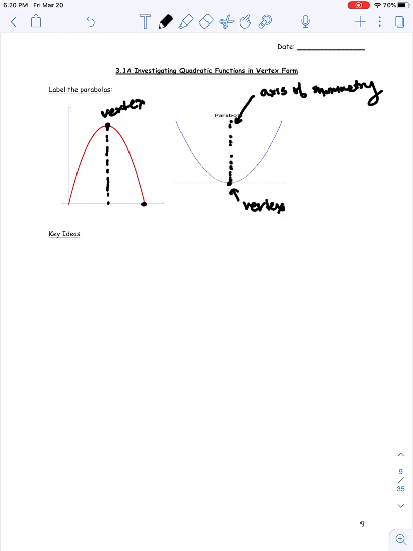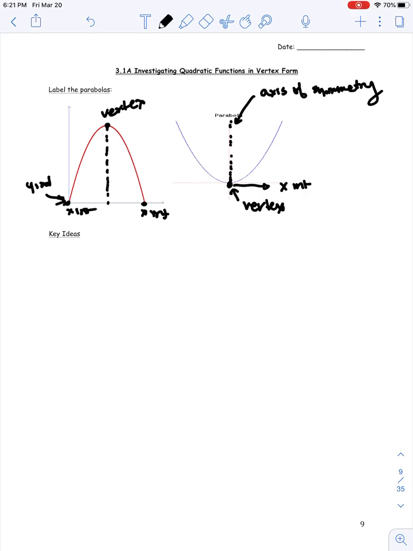Then we want to label our x-intercepts. That's any time that the graph touches the x-axis, those are called x-intercepts. And in this case, this one is also a y-intercept because that's where the graph touches the y-axis.